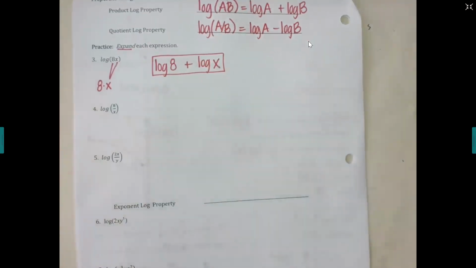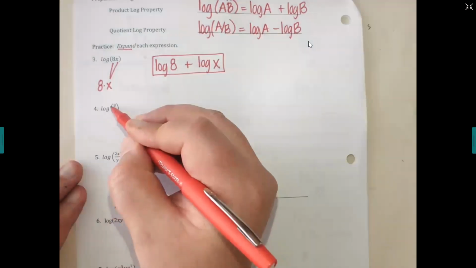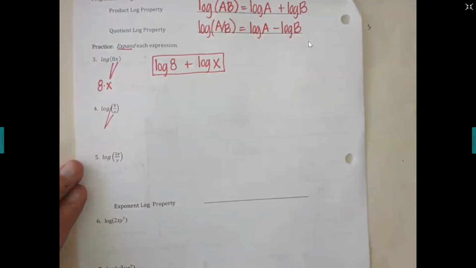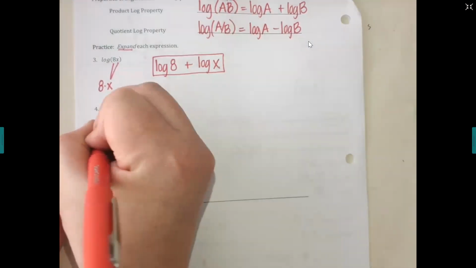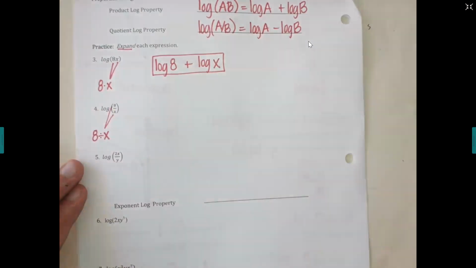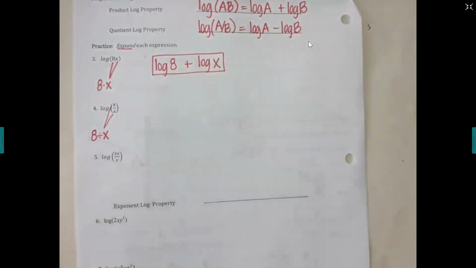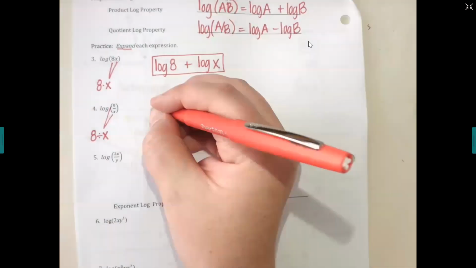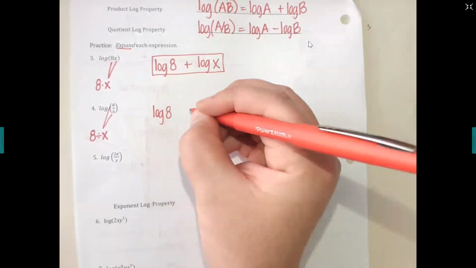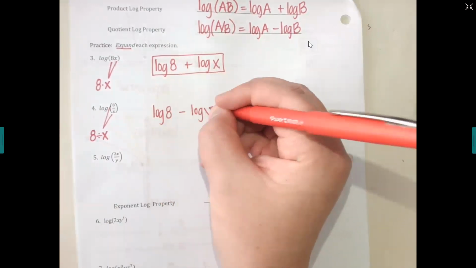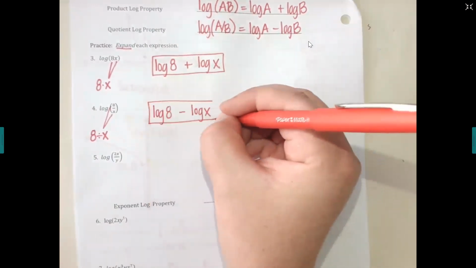Now take a look at number 4. I have an 8 and an x in the same log, but how are they combined here? That's division. That's 8 divided by x. So when I separate them each into their own logs, will I use addition or subtraction? So it would be log 8 minus log x. We understand the difference there?